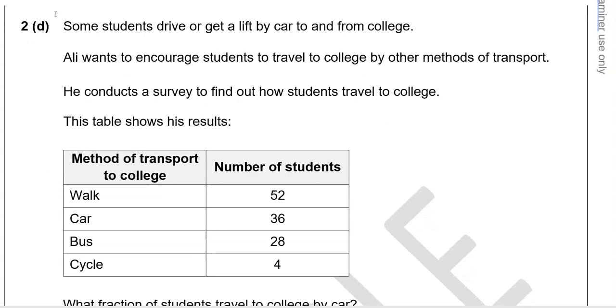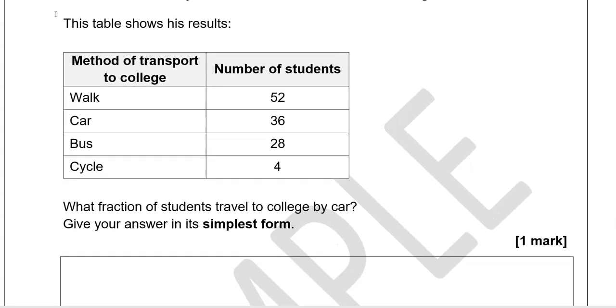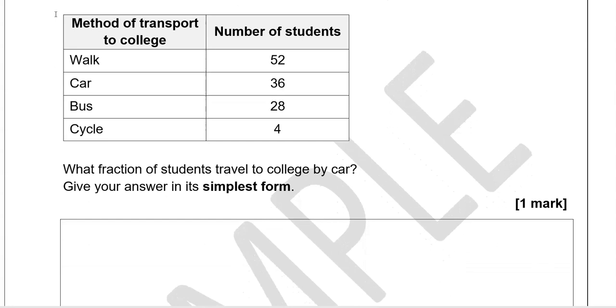Some students drive or get a lift by car to and from college. Ali wants to encourage students to travel to college by other methods of transport. He conducts a survey to find out how students travel to college. This table shows his results. Method of transport to college: walk, number of students 52, car 36, bus 28, and cycle 4. What fraction of the students travel to college by car? Give your answer in its simplest form.